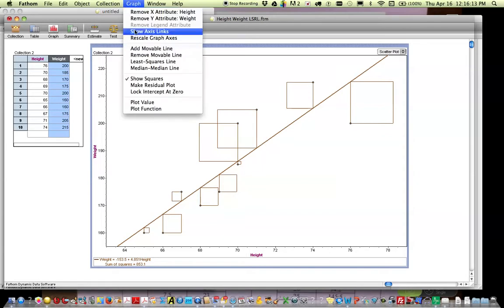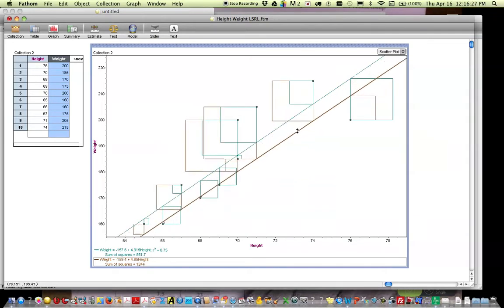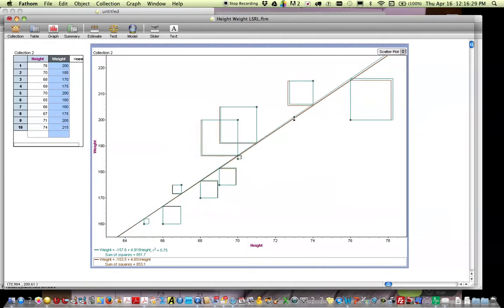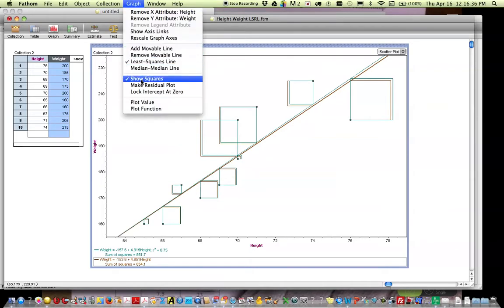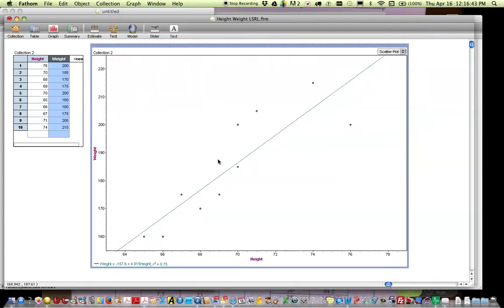This software will allow me to do something that's called show me the least squares regression line. And you can't hardly see it because they're almost exactly the same. If I move that brown line around again, the other line you see there is the actual least squares regression line. We're almost right on top of it. So let me clean this up a little bit. I'm going to get rid of the squares and I'm going to get rid of the movable line. This is the least squares regression line.